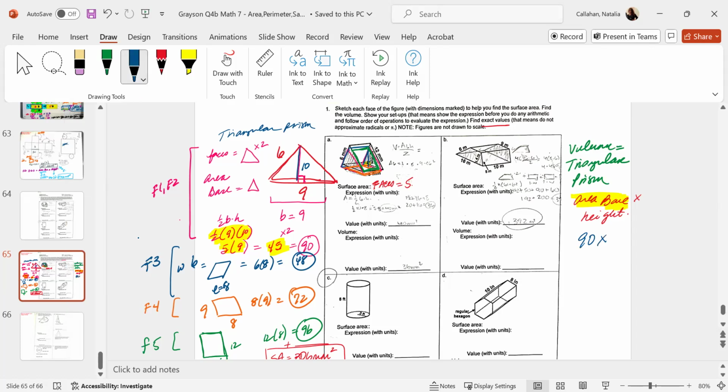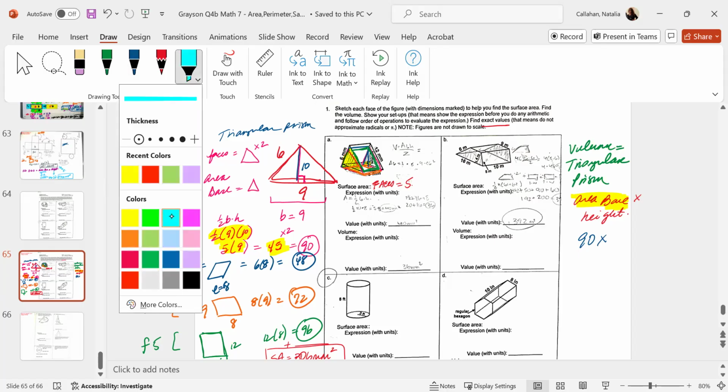What's the height? The question is, they're finding the volume of this. The volume of a triangular prism is area of the base times the height, as in the area of this triangle right here, of this base. Do you see that? Which one is the height?